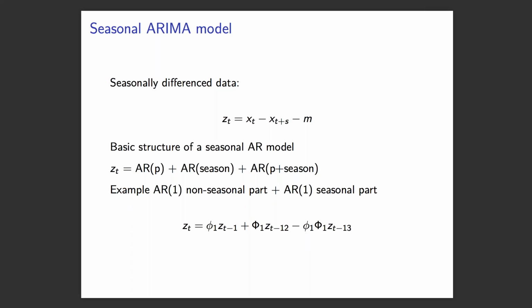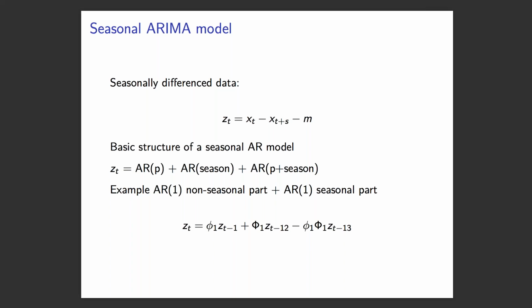Okay, so what that means is that would be January 1990 minus January 1989. February 1990 minus February 1989. So you're just subtracting the data from the same month the previous year. That would be a first seasonal difference. So typically, you're going to be working with data with that first seasonal difference.